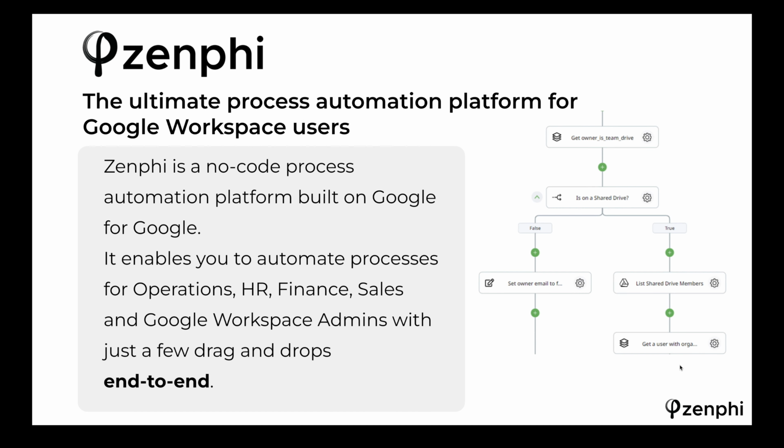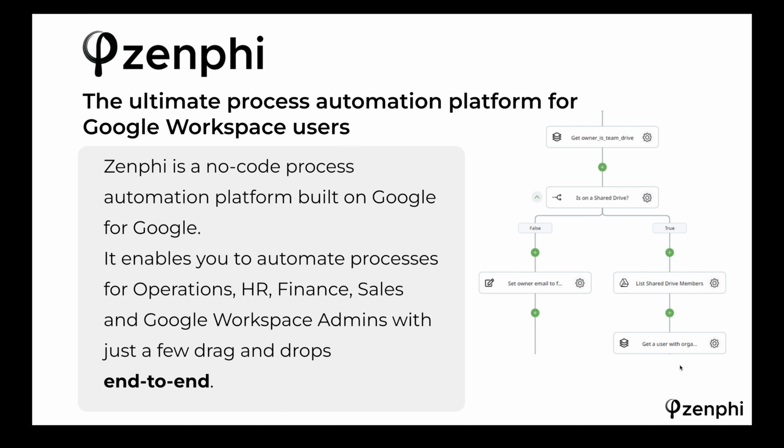So with that, I'd like to introduce you to Zenphi. Zenphi is a process automation platform built from the ground up for Google Workspace users. So when we created Zenphi, we had Google Workspace users in mind, and everything runs on Google Cloud, integrates natively with all the Google services, and also Google Admin. So people use Zenphi to automate their processes end to end. These are HR processes, finance, sales, everything.